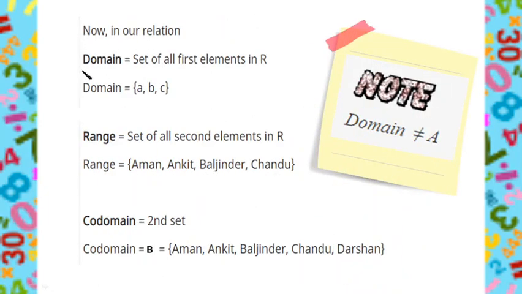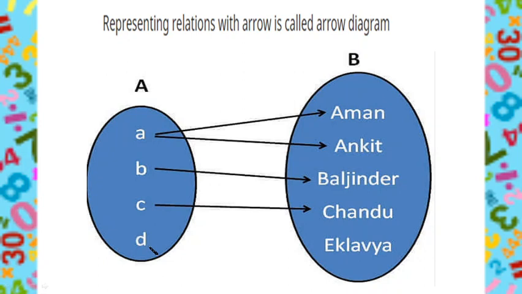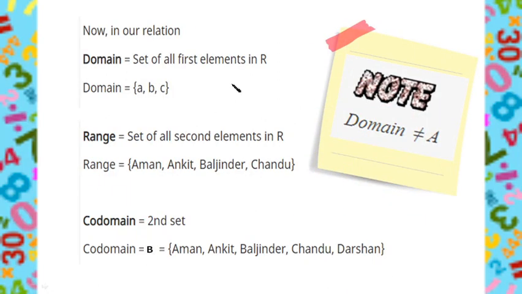Now in our relation, let's talk about domain. Domain is the set of all first elements in relation. Please concentrate on this letter R. R means relation. Set of all first elements in relation. So domain is a, b and c. We can note down one more thing, that domain is not equal to A, because A was a, b, c, d. But what is domain? Domain is the collection of all the first elements in relation. So only three alphabets are in relation, a, b and c. So this is only domain. Range is the same way, the set of all second elements in R.